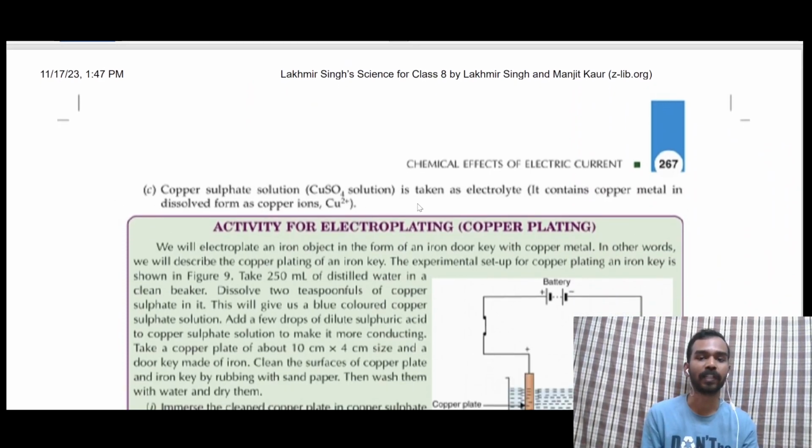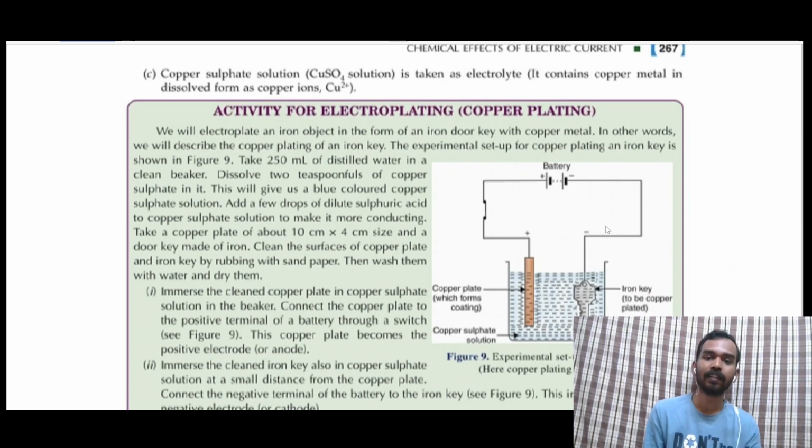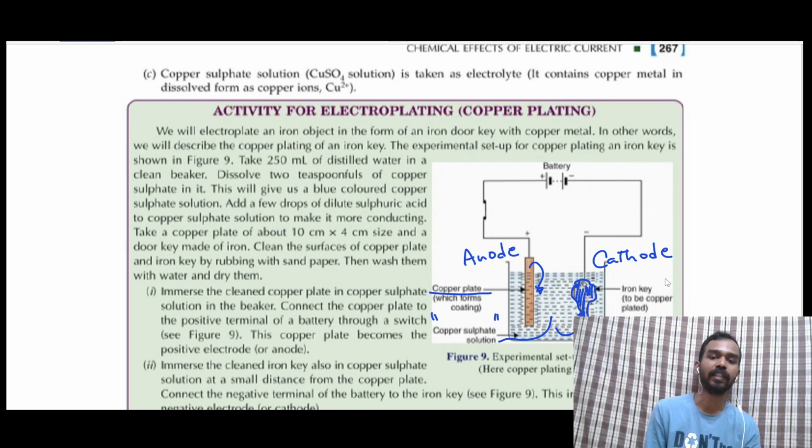In this way, you need to set up the experiment. So here, this is negative, right? So this is the cathode. You put the iron key here, and this is the anode. You have a copper metal, a copper plate, and this is the copper sulfate solution. Now, if you pass current, the copper from here will go into this solution, and from here it will get coated onto this iron. So now the iron key will be coated with copper.